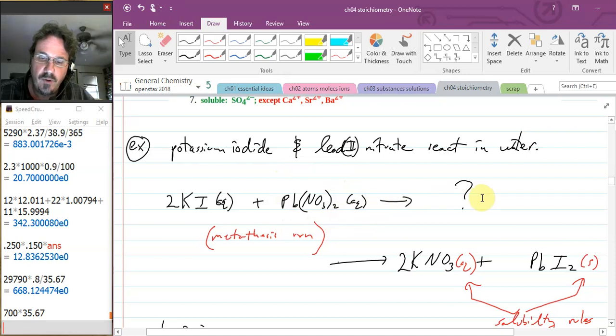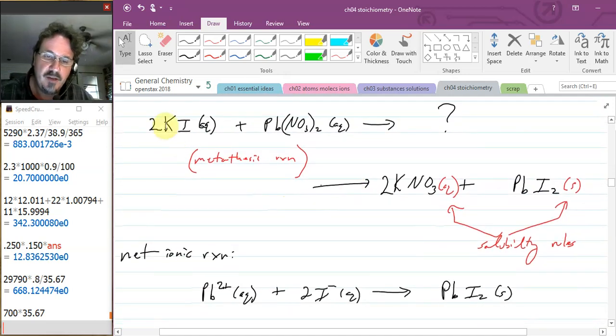What's it going to form? Well, I'm going to swap the positives and the negatives, a metathesis type reaction. So my potassium will now be connected to my nitrate. So there it is, potassium nitrate. My lead will now be connected to my iodide. So there it is, lead iodide. Keep the charges in mind. Make sure you have balanced things correctly.